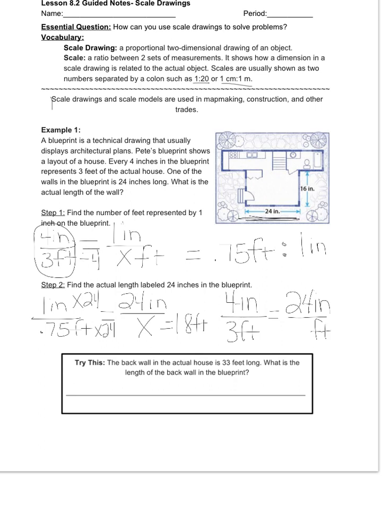And so now looking at this proportion, I can visually tell, like we've talked about in class, that the relationship between 4 and 24 is multiplying it by 6. So I would do the same thing with my actual measurement in feet, and 3 times 6 is 18. So the actual length of this wall in the actual house is 18 feet.